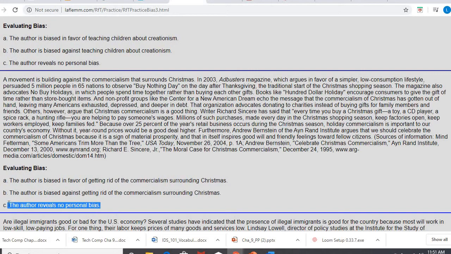There is no bias here because the author presents both sides of an article, like an argument or both sides of a point equally. And he doesn't come right out and say, based on this, buying things at Christmas is great, or based on this, buying things at Christmas is awful. So this is an example of no bias because he presented both sides of the story pretty equally.